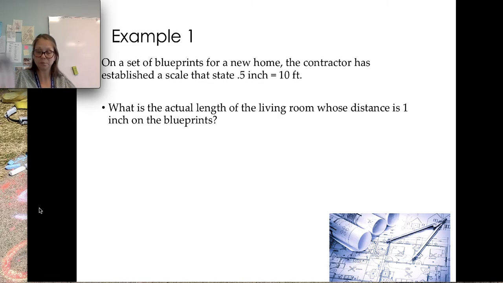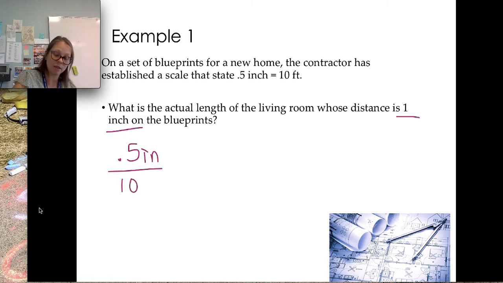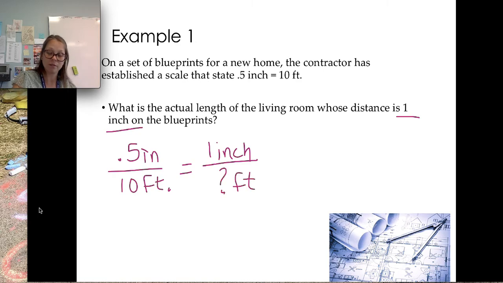Example 1. On a set of blueprints for a new home, the contractor has established a scale that states 0.5 inch equals 10 feet. What is the actual length of the living room whose distance is 1 inch on the blueprints? The scale they give us is 0.5 inches to 10 feet, and on the blueprint, we're given a length of 1 inch for the living room. We want to know how many feet that is in real life.